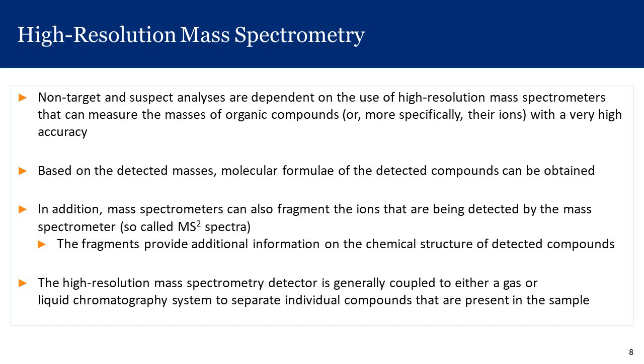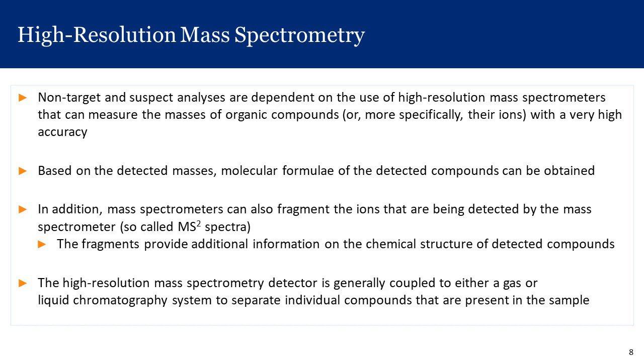Based on the detected masses, and this is the advantage of this technology, we can then determine the molecular formula of the detected compounds. So we can basically say what the molecular composition is. For example, how many carbons are in the molecule, how many oxygens, how many hydrogens.